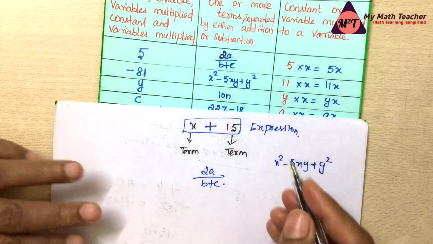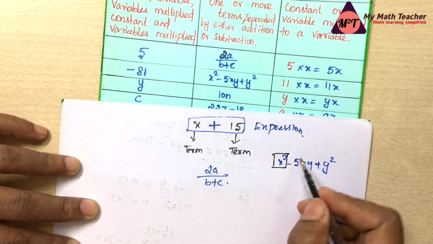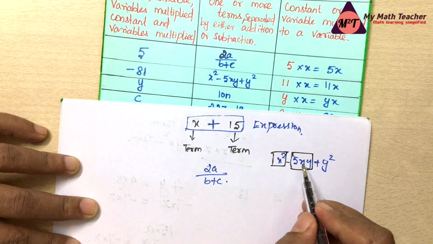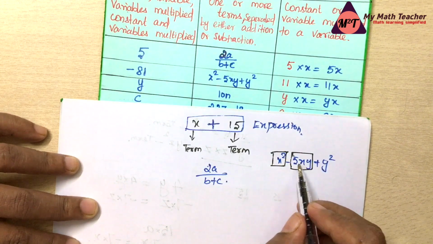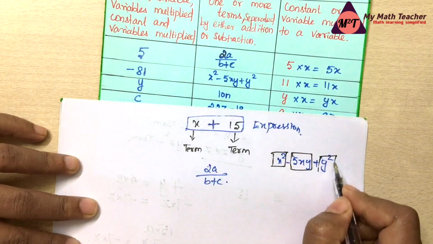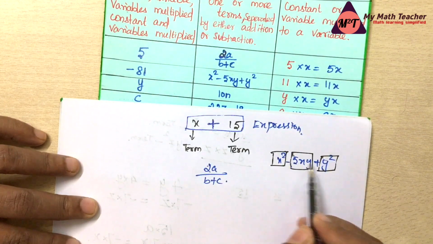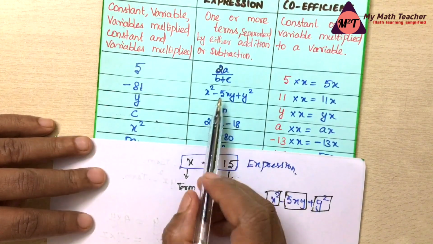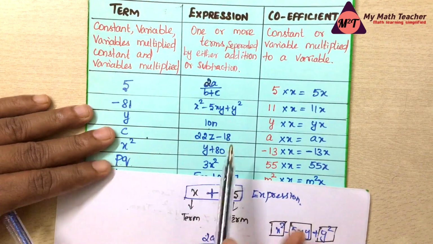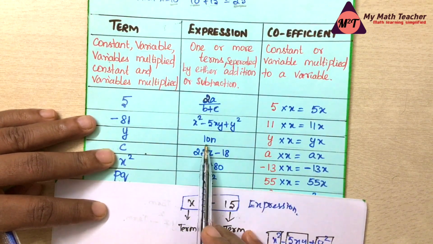So I can highlight this. X square is one term. 5xy is again the next term, because a constant is multiplied by variable and variable. Here variables are multiplied together. Now here y square is variable and variable multiplied. In between we can see the operators minus and plus here. Okay. To sum up, we can say it can be one or more terms which are separated by either addition or subtraction.